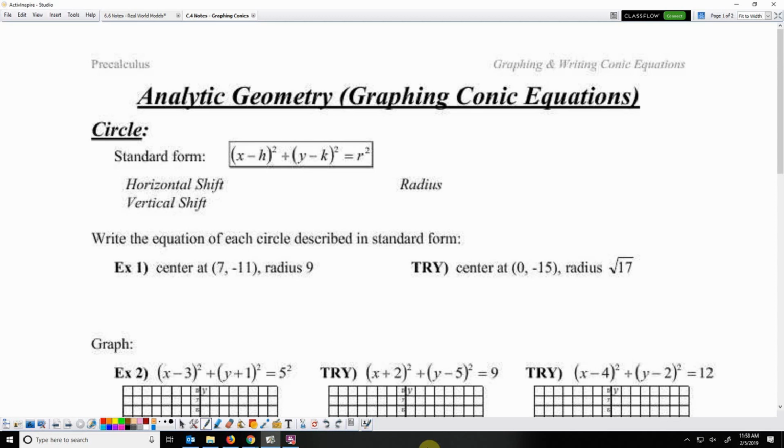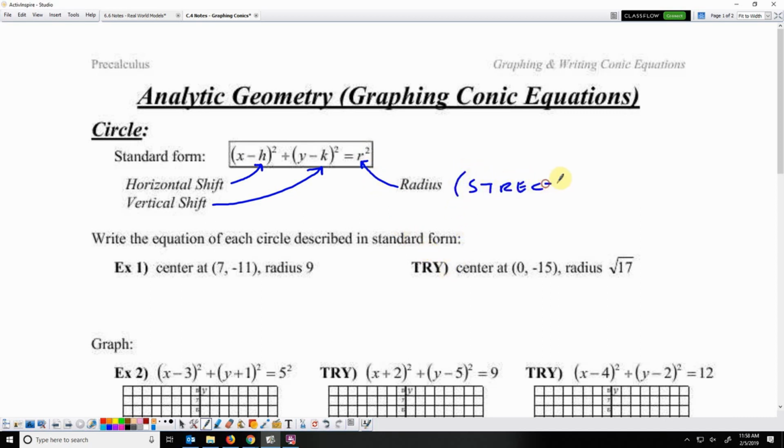So a circle in standard form is (x - h)² + (y - k)² = r². That h is the horizontal shift, so how far it's shifted left or right of the origin, and k is the vertical shift, how far it is shifted up or down from the origin. And that r is your radius, which is also the stretch.